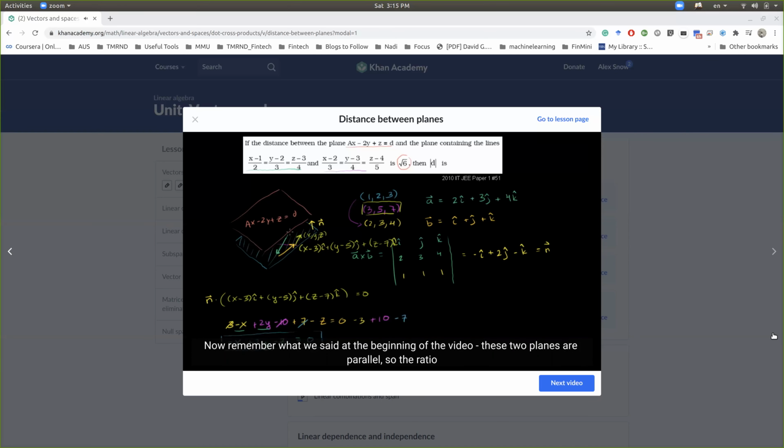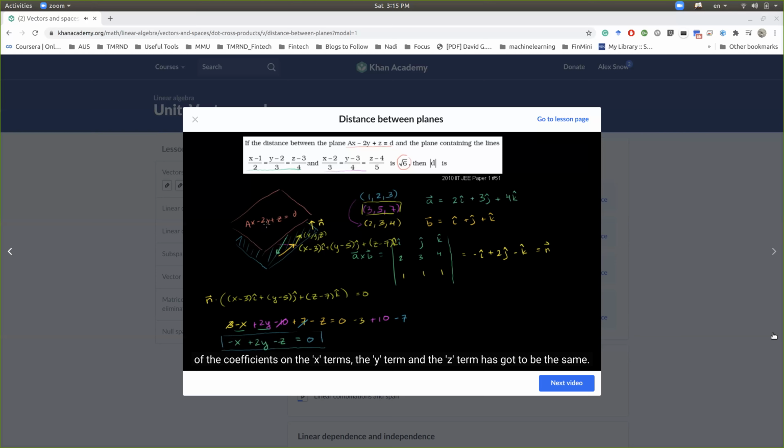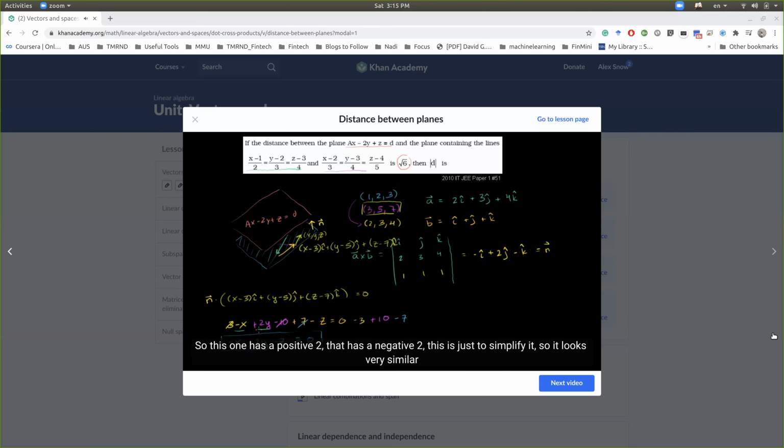Now remember what we said at the beginning of the video. These two planes are parallel. So the ratio of the coefficients on the x term, the y term, and the z term has got to be the same. This one has a +2, that has a -2. To simplify it so it looks very similar to each other, let's multiply this equation, both sides, by -1. And then we get x minus 2y plus z is equal to 0. So this is a completely valid, alternate way of expressing the same plane.